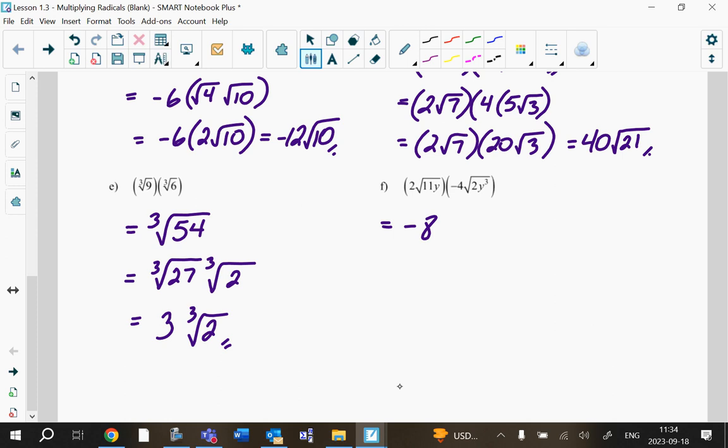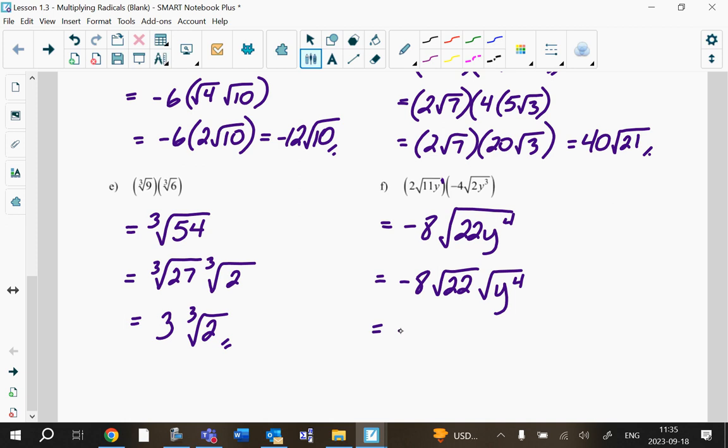Square root to the 4th, because remember, y is the same as y to the 1st. Good. Now, simplify, but remember when we have numbers and exponents, we split. Square root 22, square root y to the fourth. And then we see what we can do with each one.